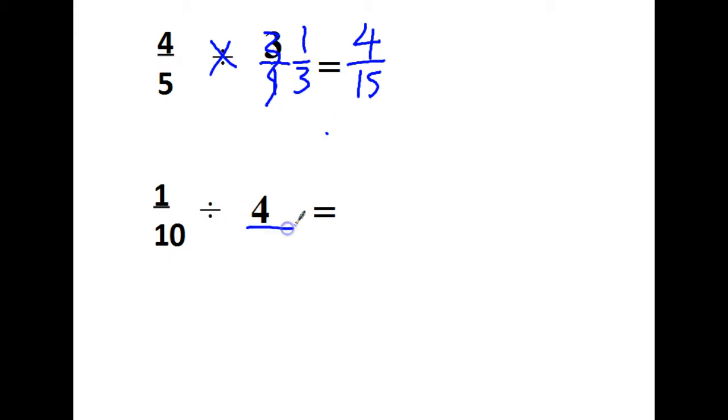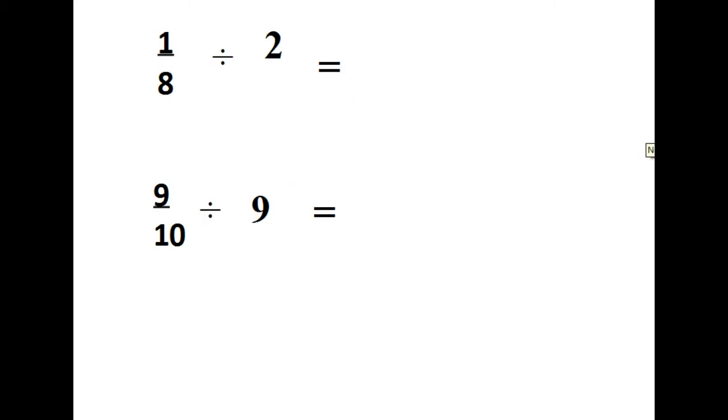1/10 divided by 4. Keep my 1/10. Change my sign. Flip the 4 to 1/4. And I get 1 over 40. And that's as simple as that one can go. Stop the video and you try it out.